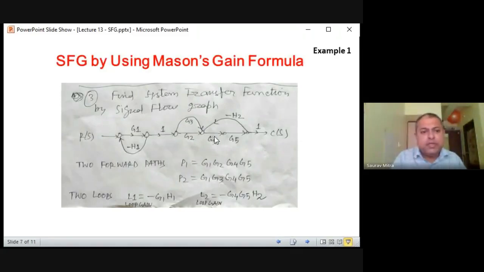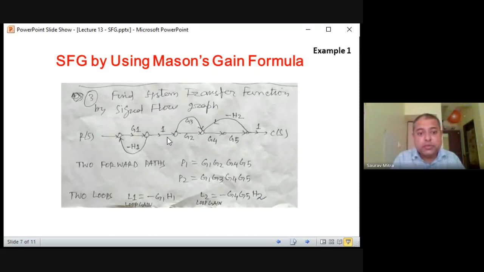So just check the arrows. How many nodes are there? 1, 2, 3, 4, 5, 6, 7. Left side is R(s), right side is C(s). How many forward paths? But before that, let us see what G1 is. So this is a loop. Always check the arrow. This is a loop. Okay, so two loops. The first loop is minus G1 H1. This is the first loop. This is not a loop.